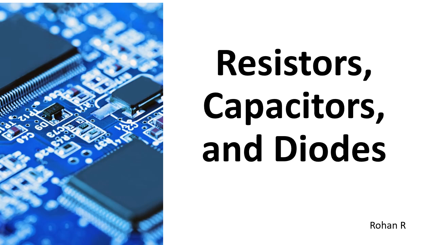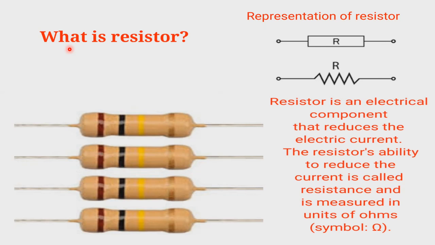Hi, today we'll be studying about resistors, capacitors and diodes. What is a resistor? A resistor is an electrical component that reduces the electric current. The resistor's ability to reduce the current is called resistance and it's measured in the unit of ohms. Basically the symbol is ohms. This is how the resistor is represented.